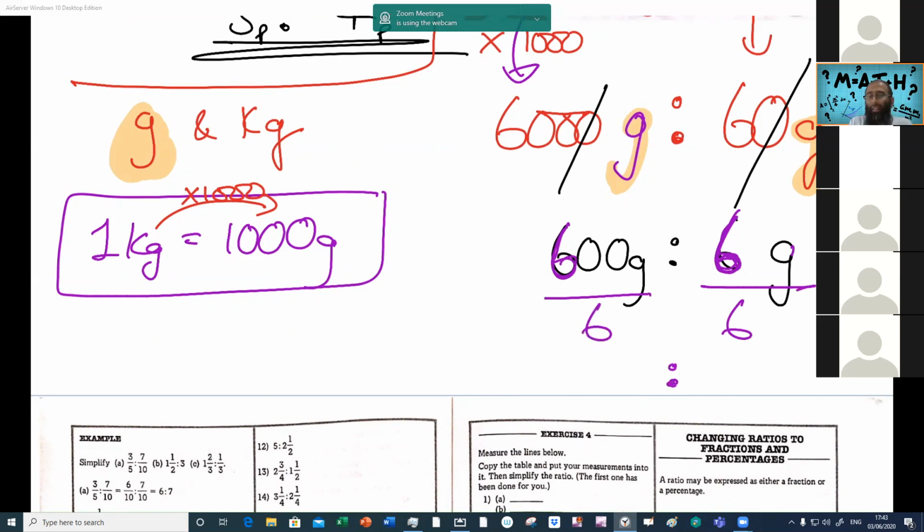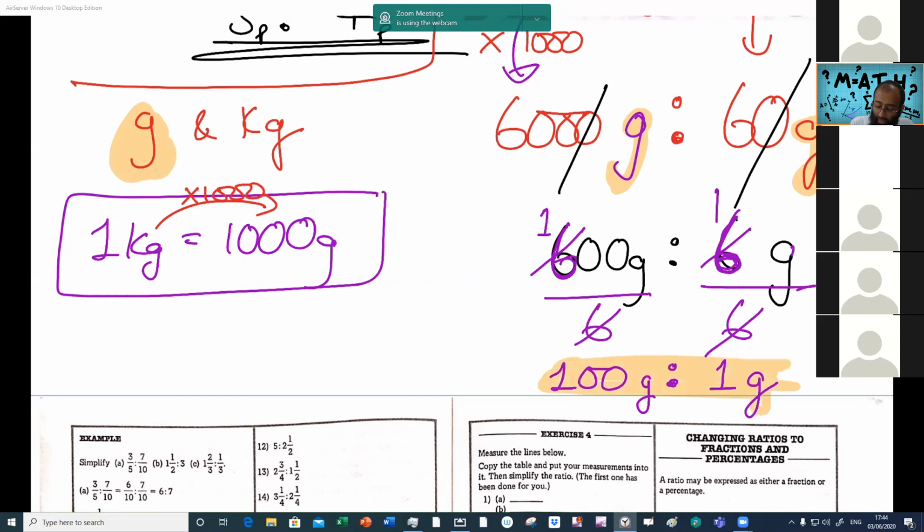Okay, so Mani, what is 600 divided by 6 then? 600 divided by 6. Yeah? So 600 divided by 6 will give us what? 100. And 6 divided by 6 will give us what? 1. There you go. The question's finished.